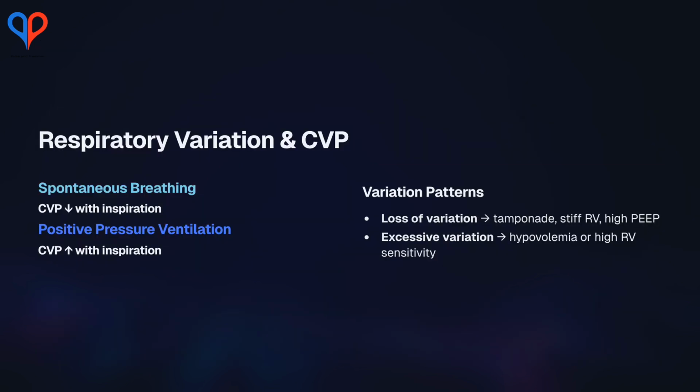Respiratory variation provides additional diagnostic clarity. In spontaneous breathing, negative intrathoracic pressure during inspiration should lower CVP. In positive pressure ventilation, inspiration raises CVP. When normal variation is lost, think tamponade, stiff RV, or excessive PEEP. When variation is exaggerated, suspect hypovolemia, or marked RV sensitivity to pressure swings. Respiratory phase interpretation is essential for accuracy.